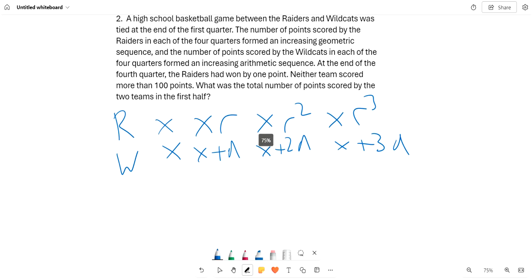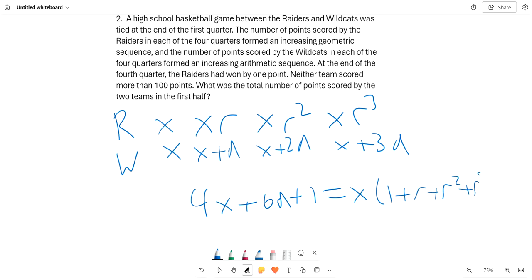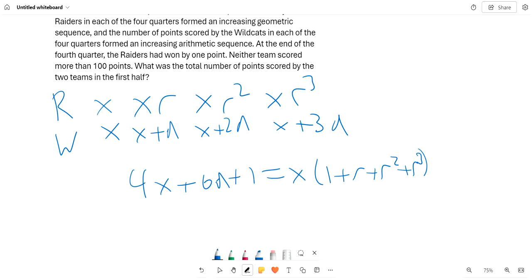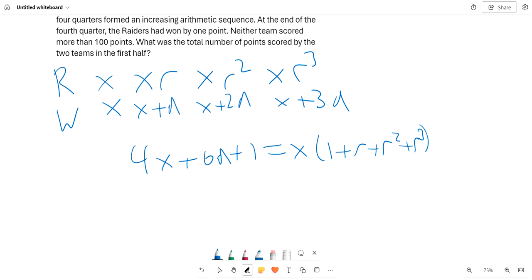And we sum these all up, because we want the total score, and we get 4x plus 6d plus 1, because the Wildcats lost by 1 point, and this equals x times 1 plus r plus r squared plus r cubed. Right now we have a 3-variable equation, so you can't really do anything except for guess and check.